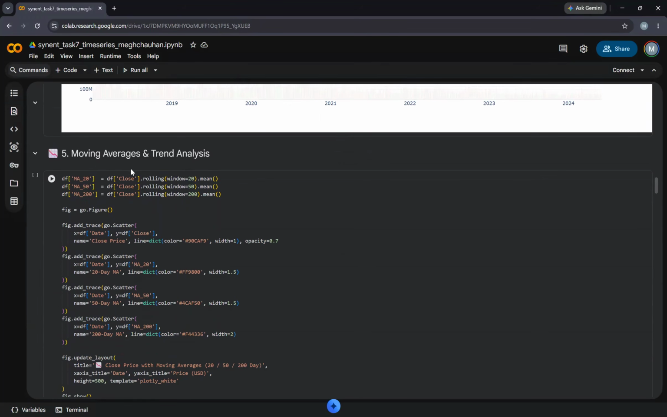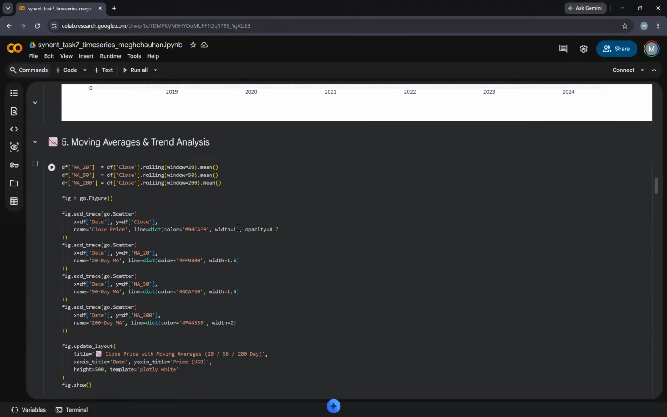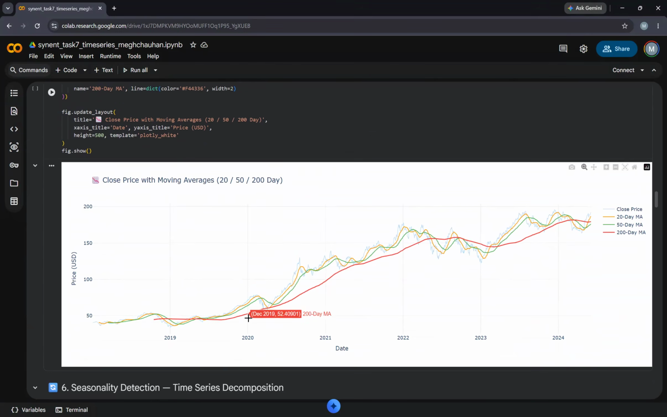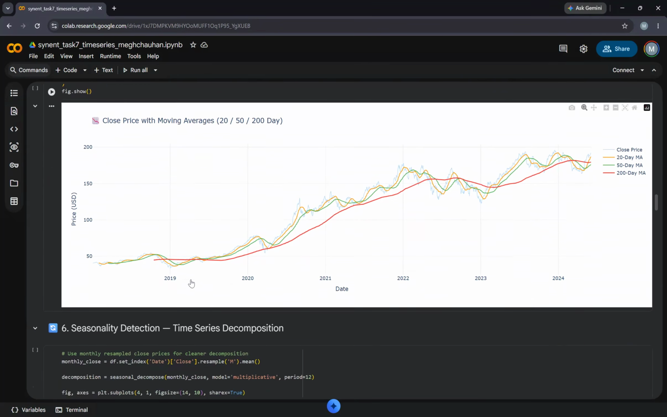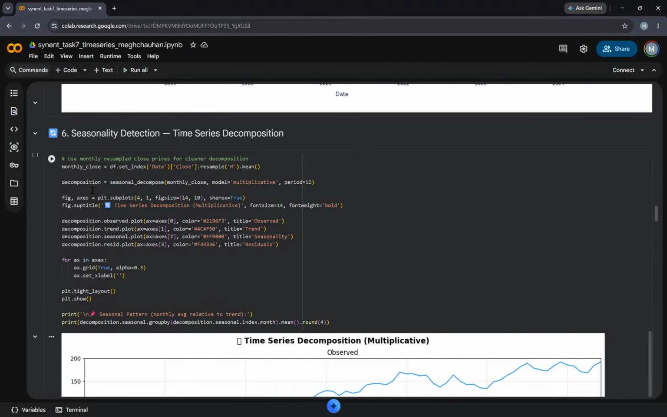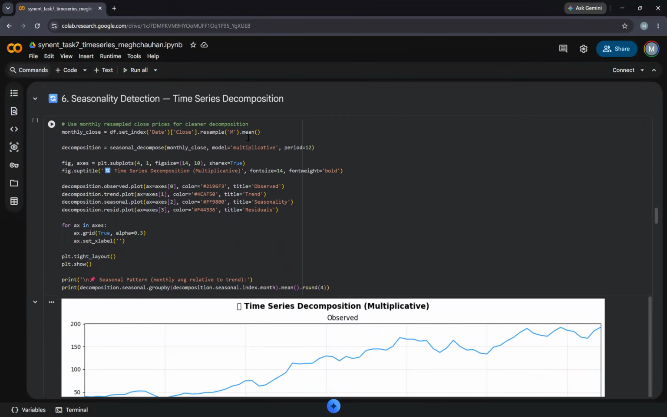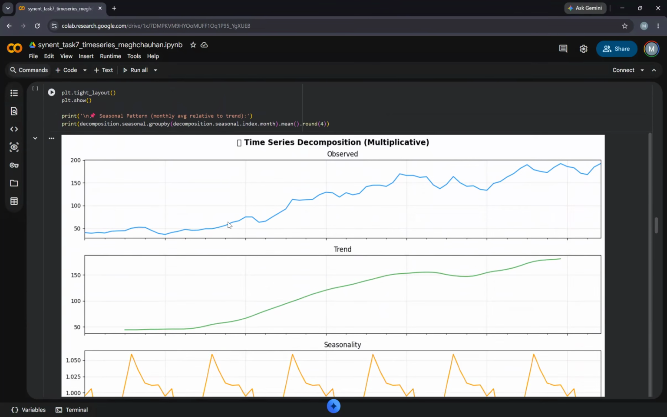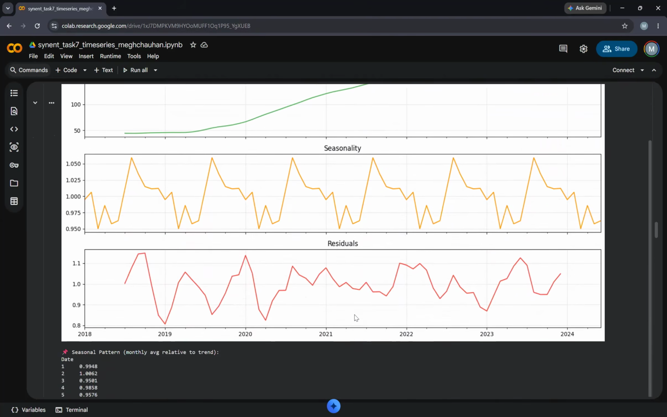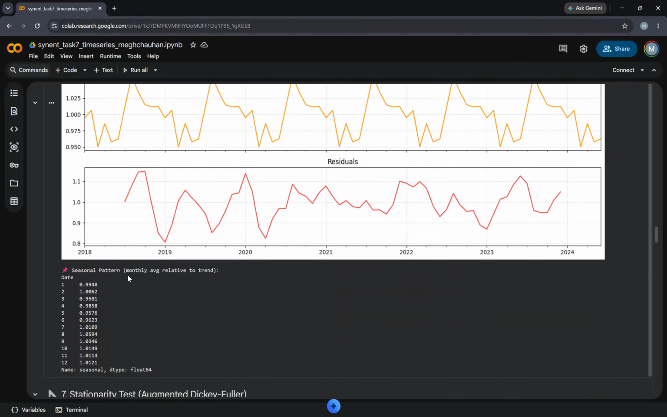Then moving on to moving averages and trend analysis. Over here also we have performed a trend analysis for 200-day MA, 50-day MA, 20-day MA, and close price. Then here is the seasonality detection using time series decomposition. Here is the observed, this is the trend, and this is the seasonality and the residuals. Here is the numerical data for each and every date.